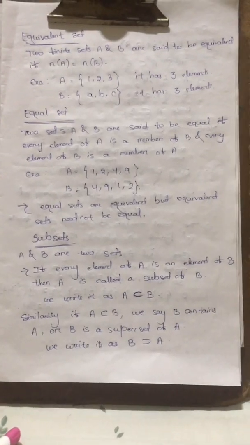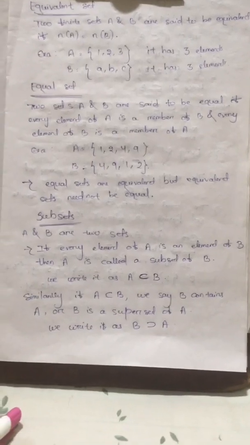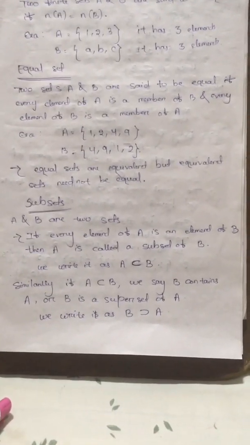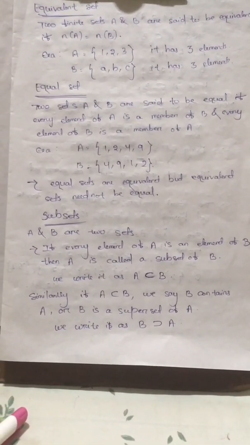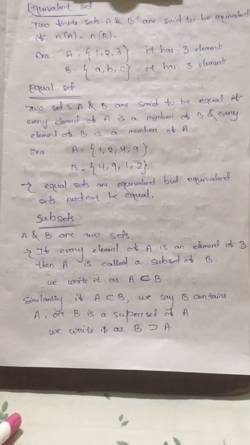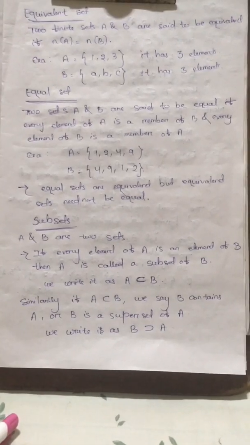So next we'll see the next part, subsets. Now what is this subset? Suppose A and B are two sets, and if all the elements of A are in B, then we'll say that A is the subset of B. Suppose all the elements of B are in A, then we'll say that B is the subset of A.